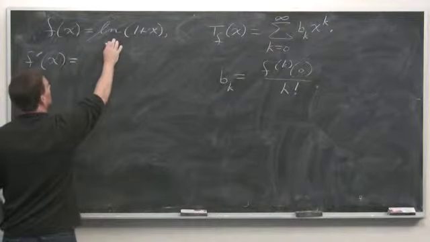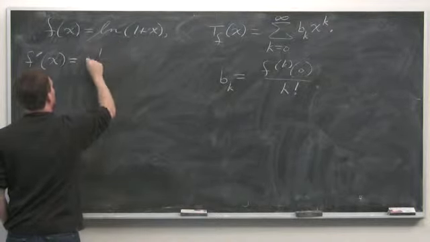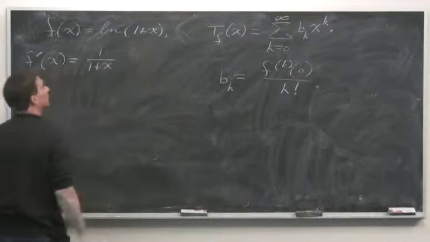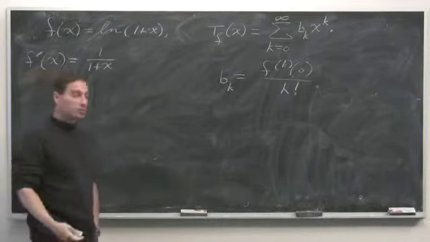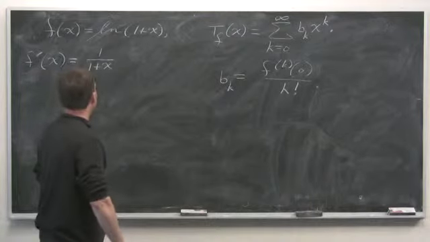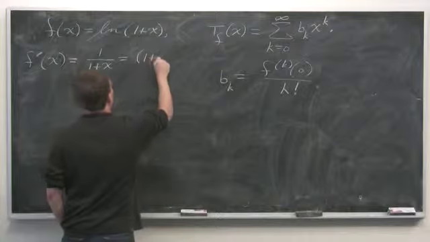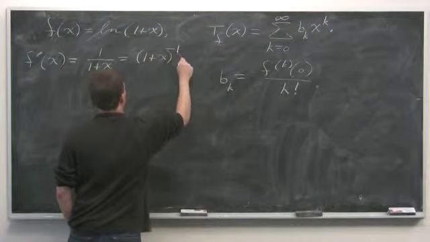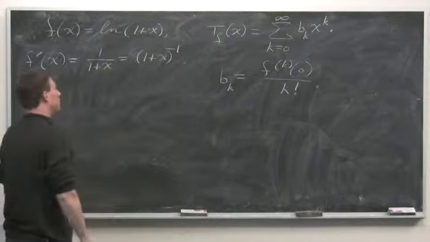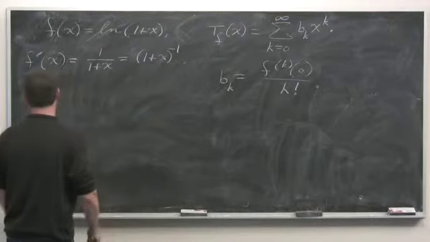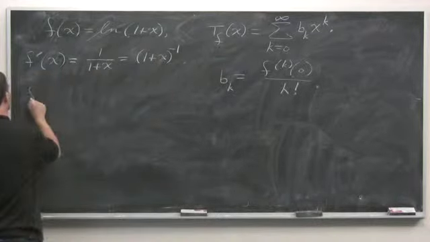F prime of this, the derivative of natural log of something, you get 1 over something, but then by the chain rule, you have to multiply times the derivative of the inside function. But the derivative of 1 plus x is 1. So this is the derivative. Let me write it as 1 plus x to the minus 1. You could plug in 0 now, but let's just calculate the derivatives first with x's in them, and then we'll plug in zeros at the end.